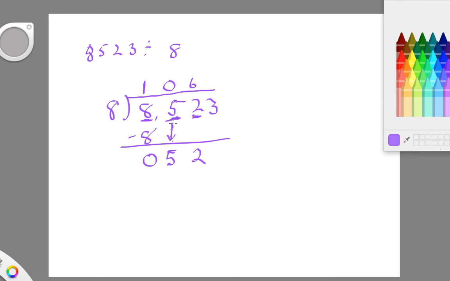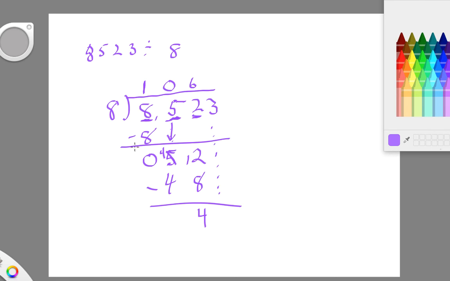8 times 7 is 56. So that's too big. 56 is too big, so we're going to use 6. 6 times 8 is 48, and this is really 60 times 8. 6 tens times 8 is 48 tens. 60 times 8 is 480. All right, we subtract. You can borrow, you know how to do that, and you end up with 4 tens.